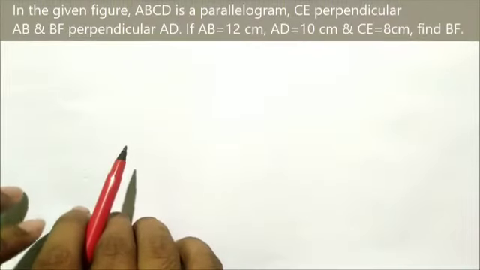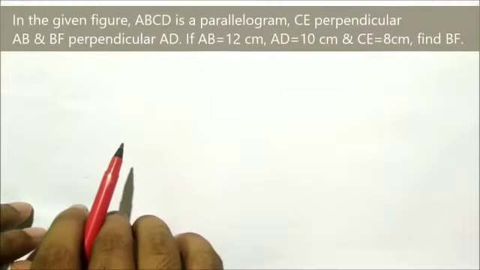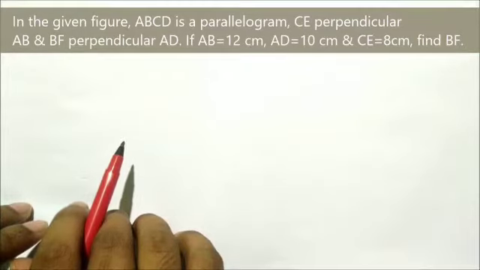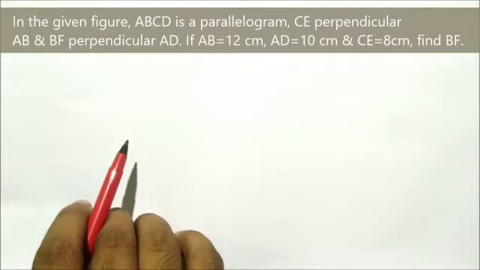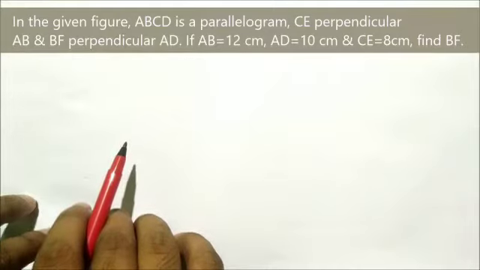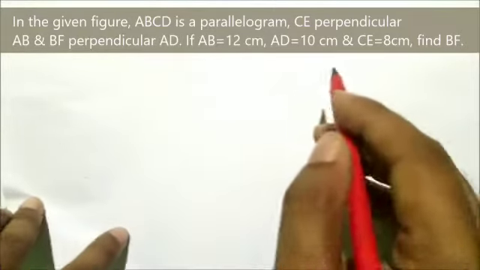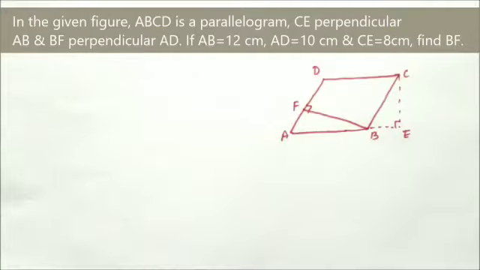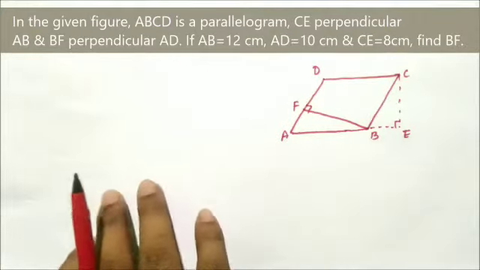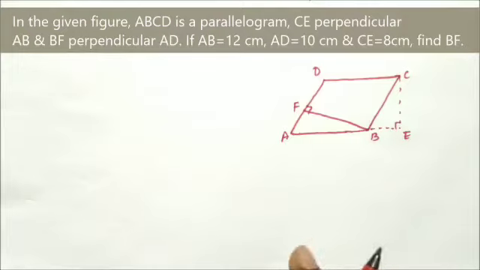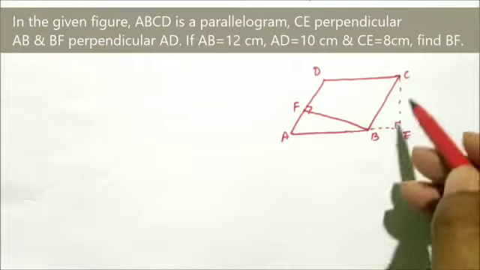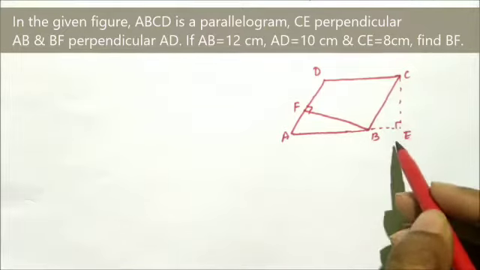The question says, in the given figure, ABCD is a parallelogram, CE perpendicular AB and BF perpendicular AD. If AB equals 12 centimeter, AD equals 10 centimeter, and CE equals 8 centimeter, find BF. Let me draw the figure. Can you see the figure? Here ABCD is the parallelogram, and in the question it is given that CE is perpendicular to AB, on AB.